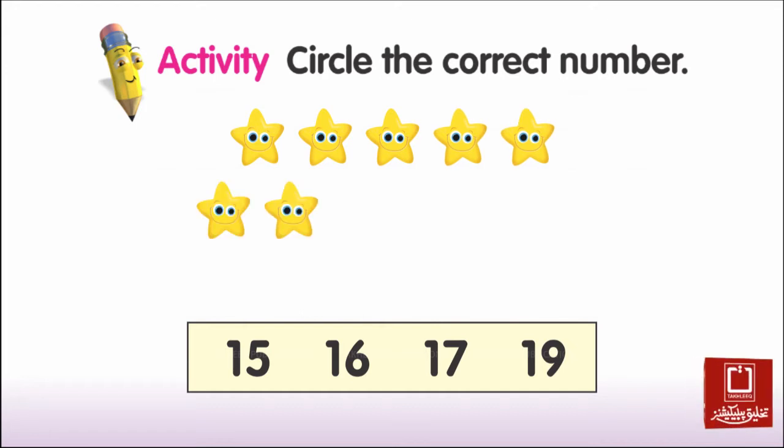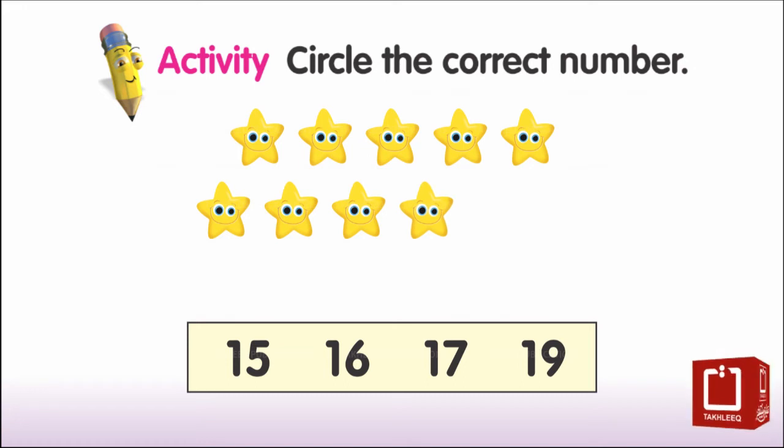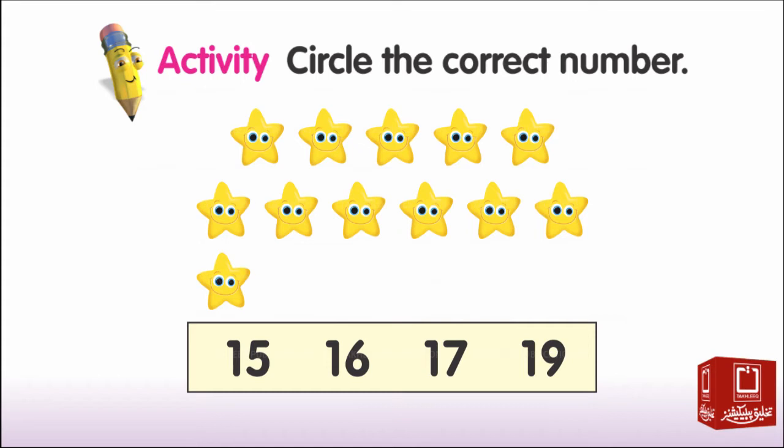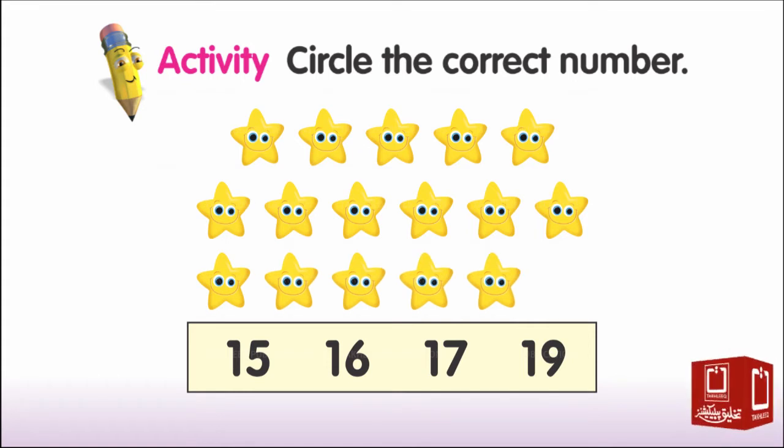We count the given objects 1, 2, 3, 4, 5, 6, 7, 8, 9, 10, 11, 12, 13, 14, 15, 16 and 17. These are 17 objects. Now we find out 17 from the given numbers 15, 16, 17. Yes, this is 17. So we shall circle it.